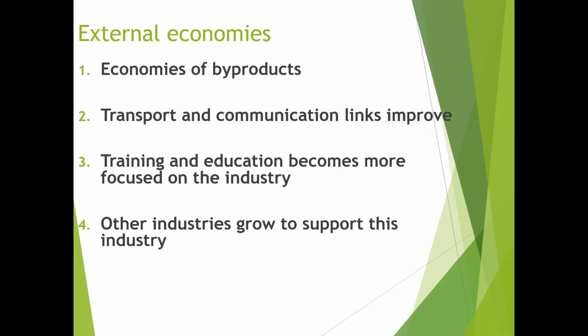The last one is other industries grow to support this industry. Like I was telling you, there was Tata Motors, and then others providing goods to Tata Motors opened their industries beside it. A network of suppliers who support the industry may grow in size and be located close to the main industry. This means a firm has a greater chance of finding a high quality and yet affordable supplier close to their site. The cost reduces because of that. So all these bring external economies.